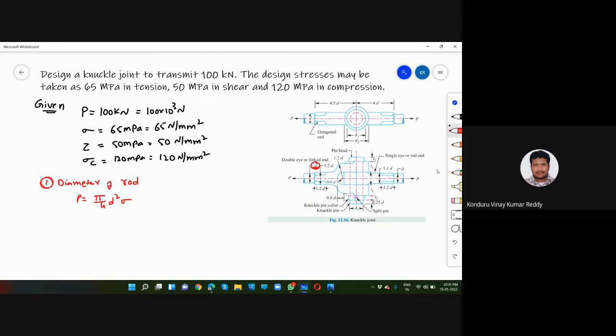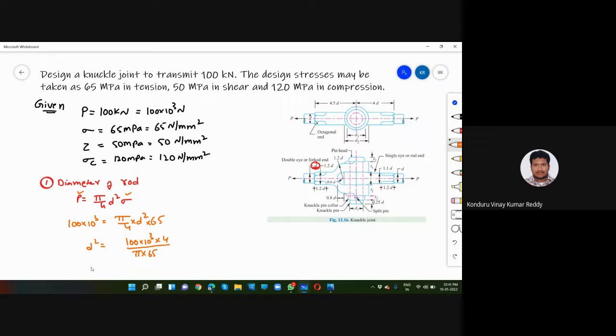Here I know the P value, that is given in the question. I don't know the d value. I know the sigma value, that is also given in the question. Just find the d value. So 100 into 10 to the power of 3 is equal to pi by 4 d square into sigma. Sigma is equal to 65. Thereby d square is equal to 100 into 10 to the power of 3 into 4 by pi into 65.